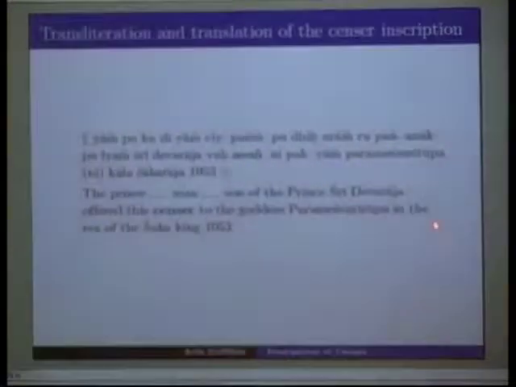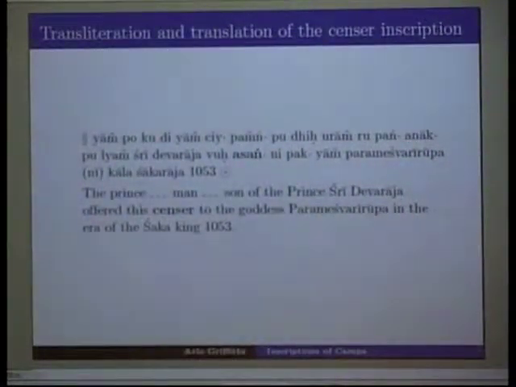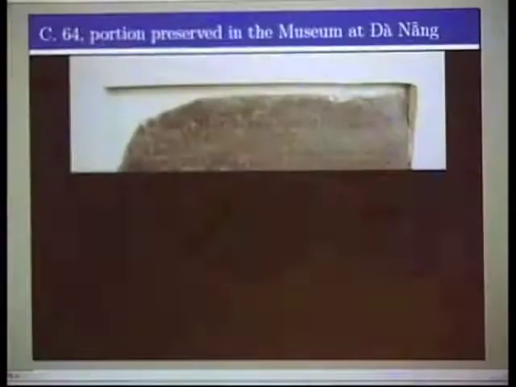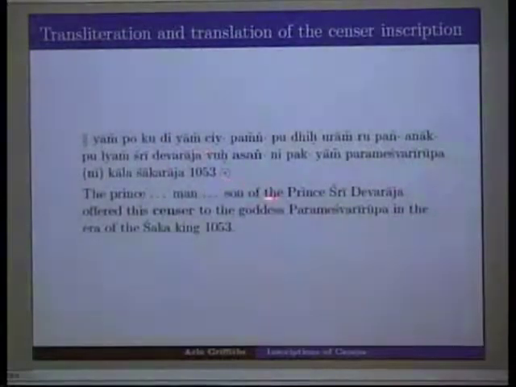This goddess Parameshwari might be the famous goddess Po Nagar of Kauthara. The only reason why I say that is that there's one inscription from Kauthara which refers to her as Parameshwari, but it's a rather general name. So I know it might not be the case. But if so, then this would give us an idea also of the provenance of the object. Yes, so this word is an important addition to the lexicon of Cham.